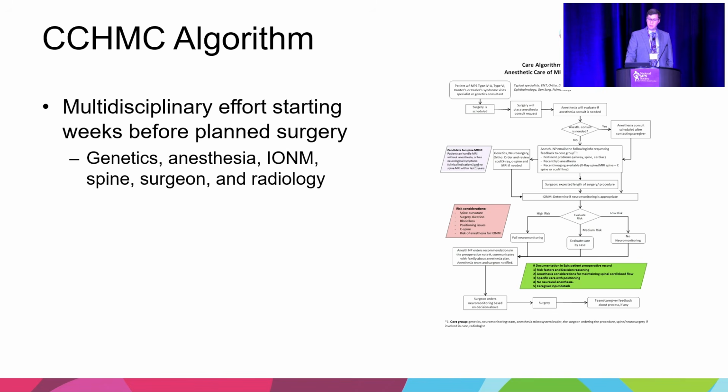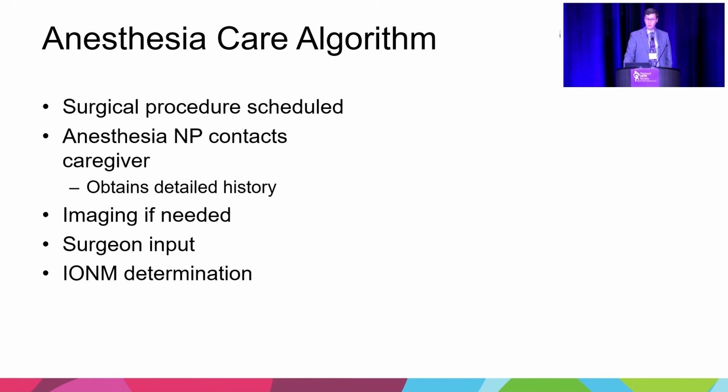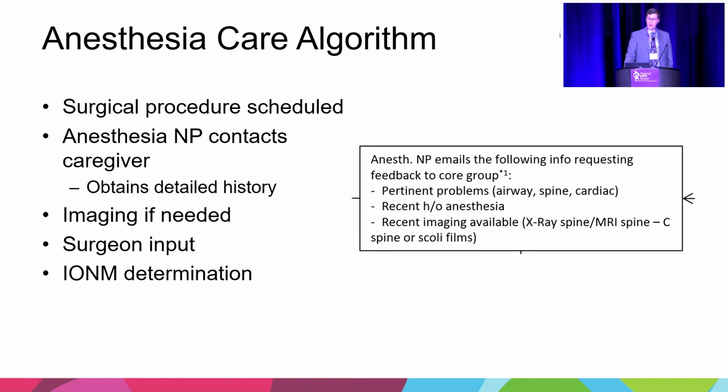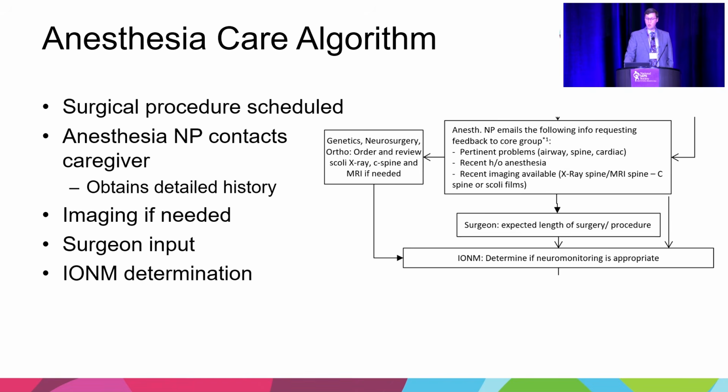This is the algorithm that was published in that article, and we still use it today. Just to break down some of the key elements of it, it's a multidisciplinary effort starting 28 days or weeks before your surgery. It involves genetics, anesthesia, the IONM group, spine surgeon, your operative surgeon, and a radiologist. Once the surgery is scheduled, surgery places an anesthesia consult request, which goes to our anesthesia nurse practitioner, who contacts the caregivers to obtain a pertinent history, including the most recent imaging. If that is not recent enough, then we order new imaging, and that is combined with input on surgical length and surgical risk to determine if IONM is necessary.